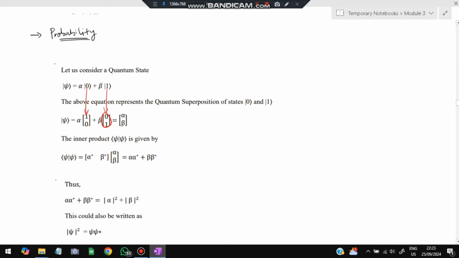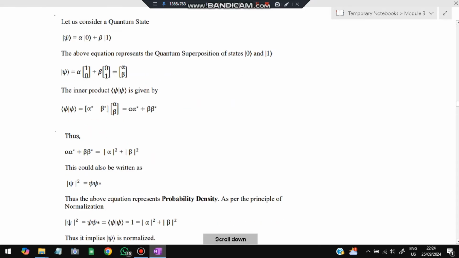When we do the multiplication here, we get (alpha, beta). So the inner product of this is given by (alpha star, beta star) times (alpha, beta). That will be alpha alpha star plus beta beta star. Okay, alpha alpha star plus beta beta star is nothing but alpha squared plus beta squared. This can also be written as the wave function times the wave function star. So this equation represents the probability density.